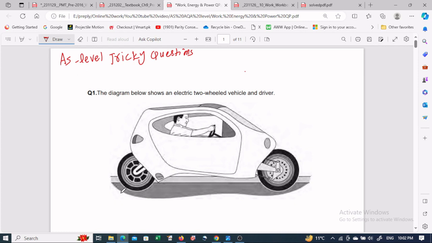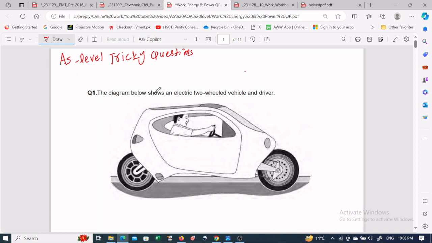Hello. In this video, I'm going to solve an AS level tricky question. So I will read the question first, then I will explain how to solve it. We have a diagram that tells the story. Okay, we have question one.